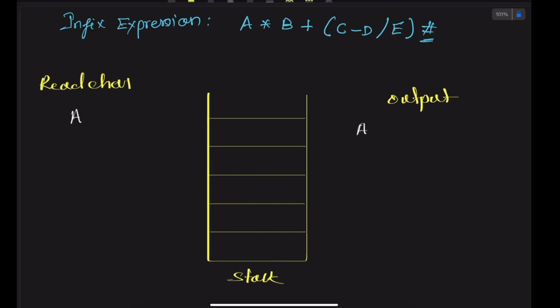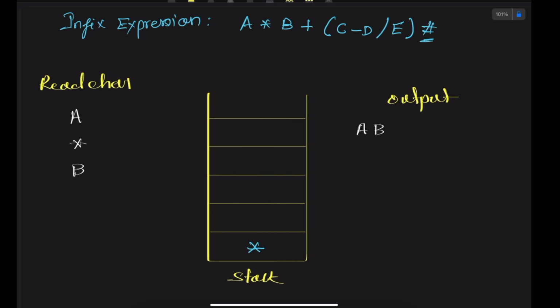The next one is the asterisk operator. You cannot write it to the output. Instead, you have to push it into the stack. Here I push it directly into the stack because no operator already exists in the stack. Now we read the next character, b. So b is an operand. Rule number 1 says you print the operand directly on the output.